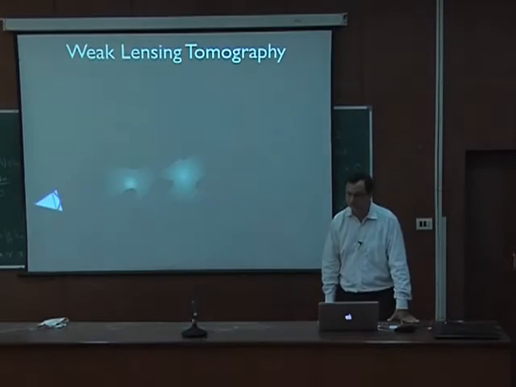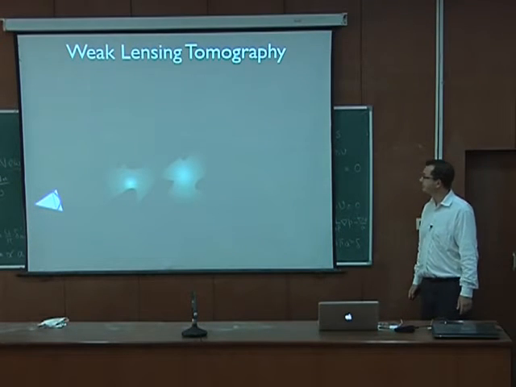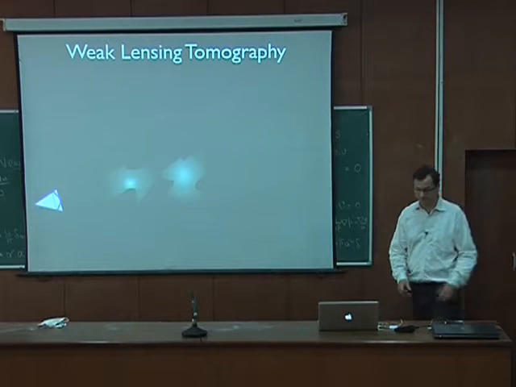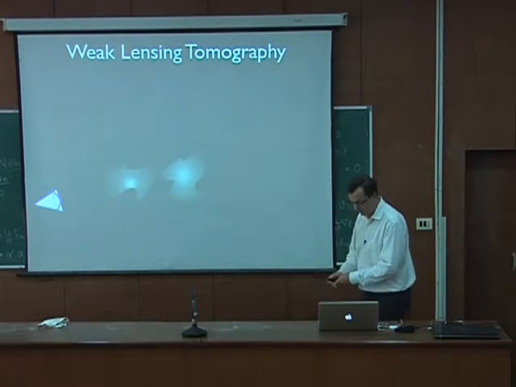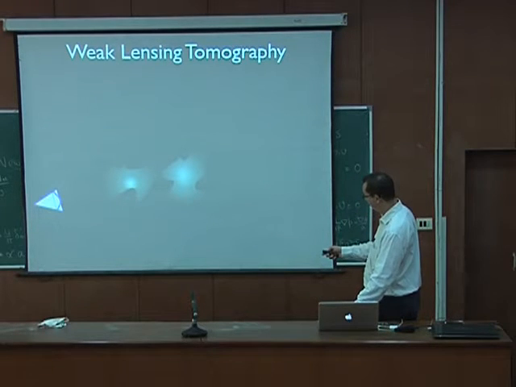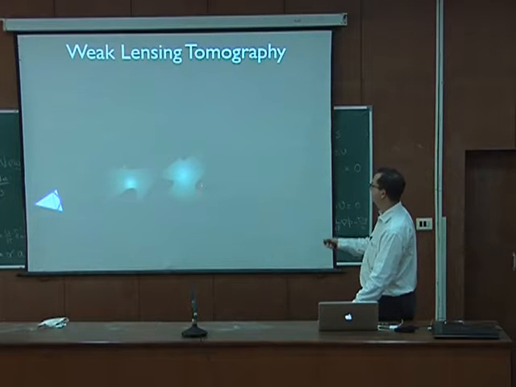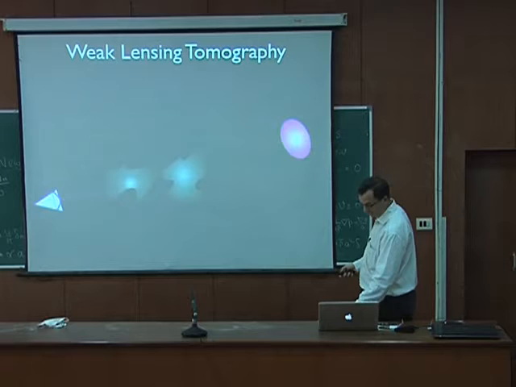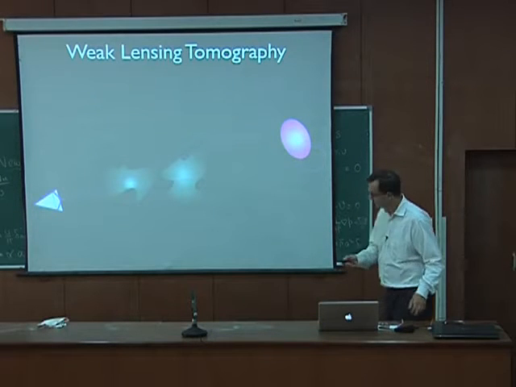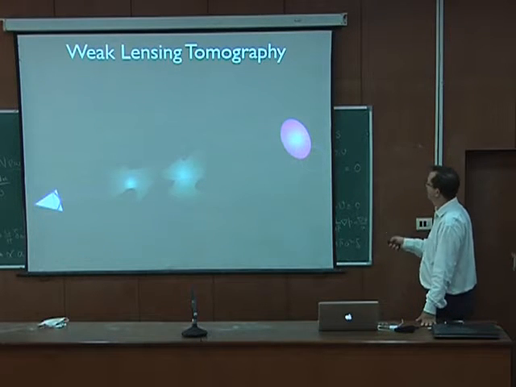So the first one is about 3-dimensional information. What we discussed until now is a situation where we have the observer here, the structures that we want to probe, and then a galaxy at some redshift.